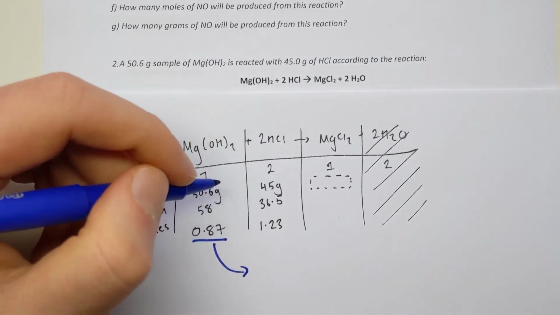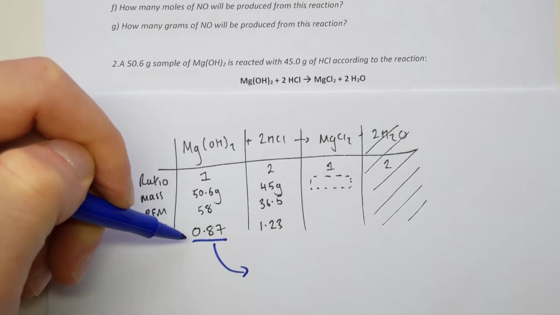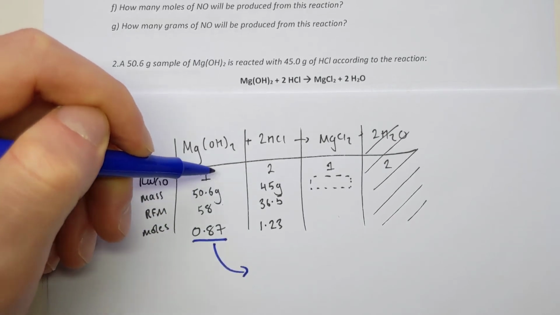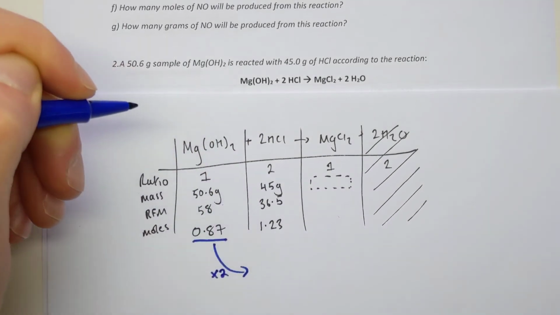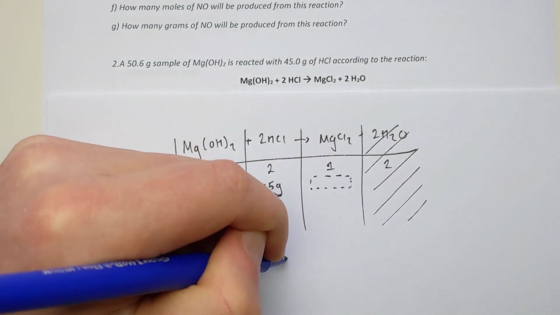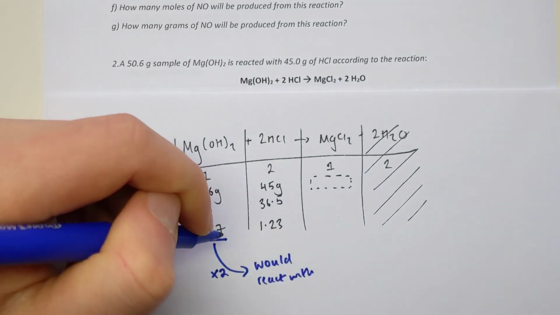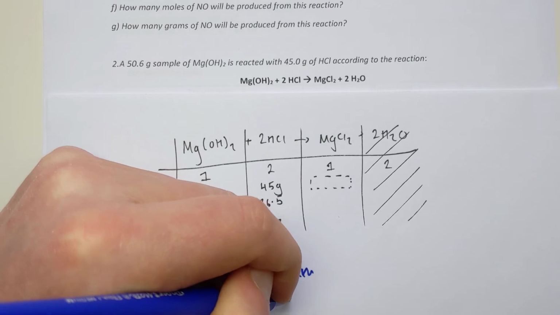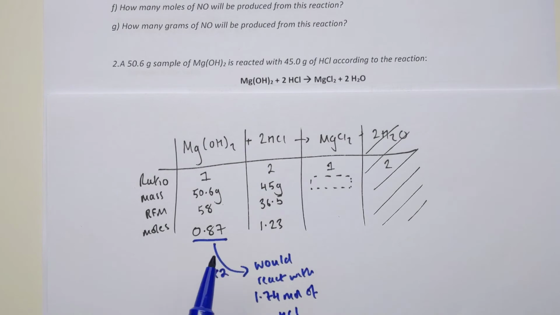It's a 1-to-2 ratio. So if I'm working out how much HCl would be needed to react with this 0.87 moles of Mg(OH)2, I need twice as much HCl because it's a 1-to-2 ratio. So if I had 0.87 moles of Mg(OH)2, it would react with this number times 2, 1.74 moles of HCl. So that's hypothetical. If I wanted that to all disappear, I would actually need 1.74 moles of it.